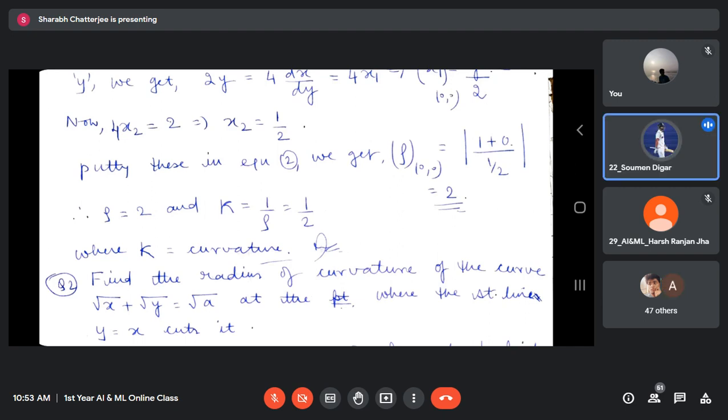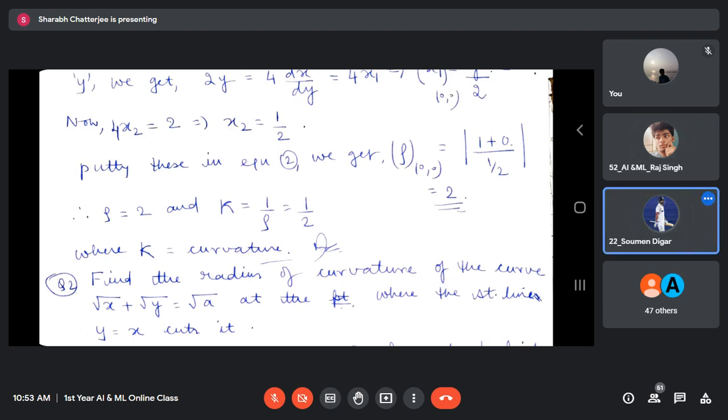Which point are they talking about? A by 4. When I'm saying point, it has coordinates, something comma something. x is a square by 4, and y is also the same? It is wrong. It is A by 4, comma A by 4. Exactly. A by 4, comma A by 4 is the point. If you put A by 4, you'll see it's getting root A.